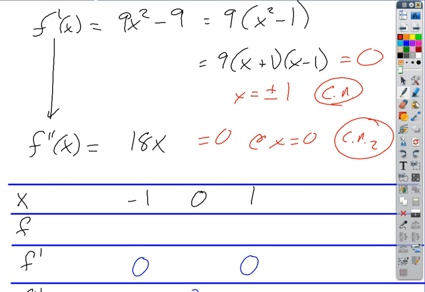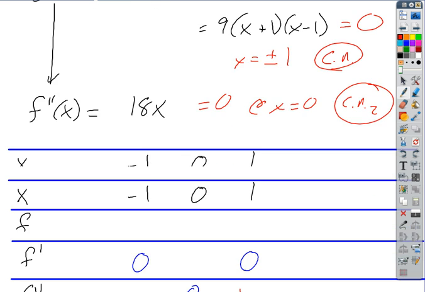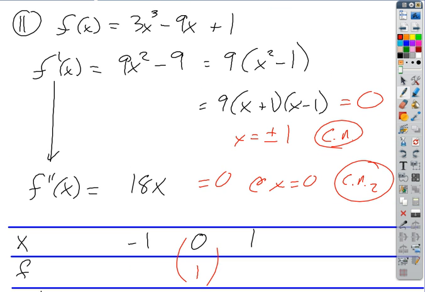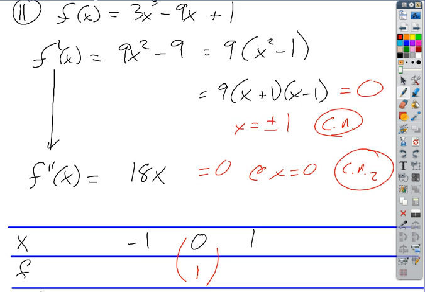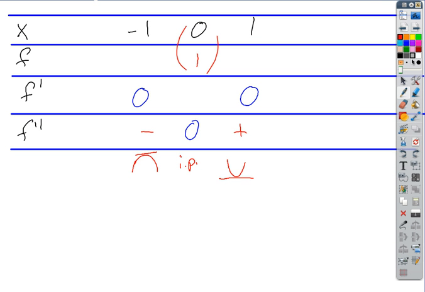If they want us to anchor this thing, we could plug in at least one value. When x equals 0, y equals 1, right? So we get the point (0, 1), because if I plug 0 in for x in my original function, I get 1. Okay? And so now we can just sketch it. So at (0, 1), right there, that's our inflection point.